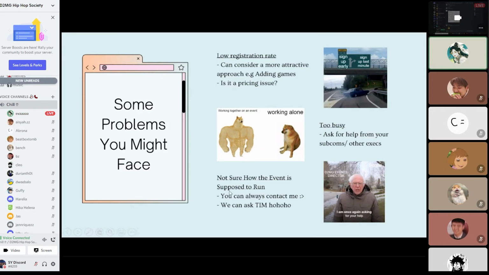So the problems that you might face: number one is low registration rate. This often happens, especially for online events, like the trivia night we had last year. It was canceled.